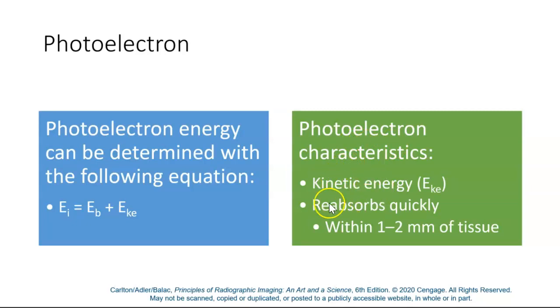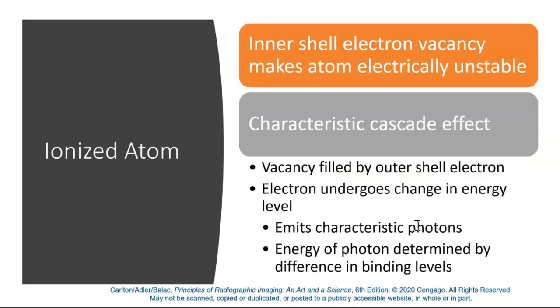So photoelectron characteristics. We take a look at the kinetic energy, and typically on these photoelectrons, the electron that got spit out of the K shell is usually reabsorbed quickly within 1 to 2 millimeters of tissue. Okay, so they don't penetrate very far. So a lot of them are dose. Okay, dose. So an ionized atom with an inner shell electron vacancy makes the atom electrically unstable. So we get that characteristic effect.